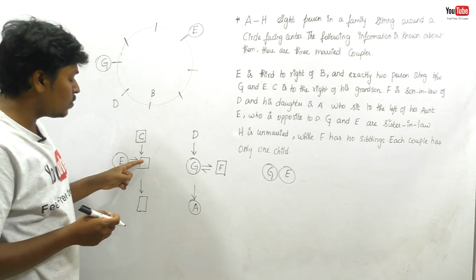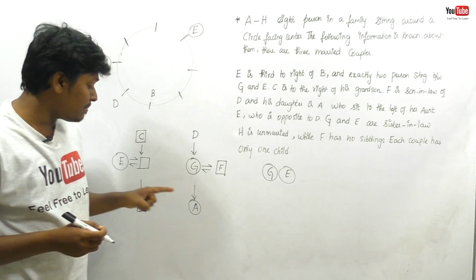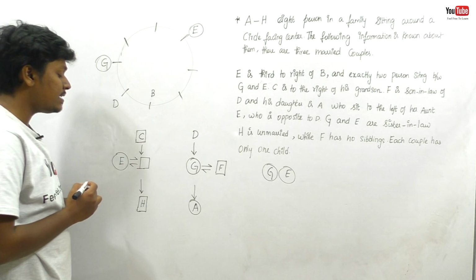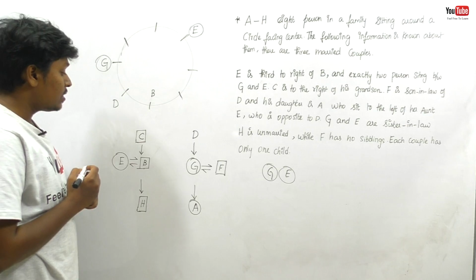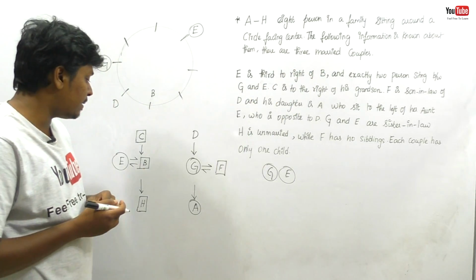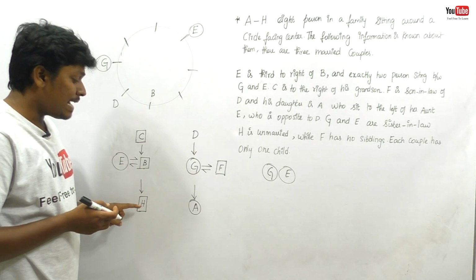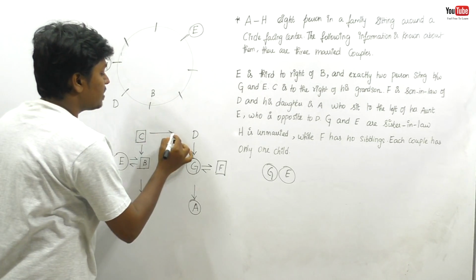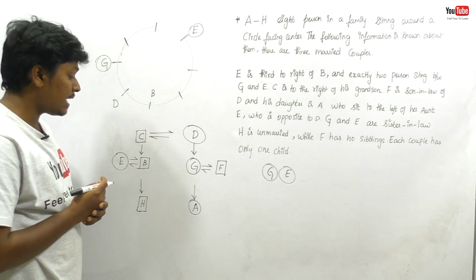But we still have two places remaining, and they have said H is unmarried. Friends, if H is unmarried, we can't place H here. So there is only one possible place for H here, and for the remaining letter, I think B should be placed here, right? In the initial stage of the question, they said there should be 3 married couples. We have found one couple here and one couple here, and H is unmarried, so we can't make these two persons a couple. So these two persons should definitely be a couple. So D should be a female person, then only both persons can be a couple, right?